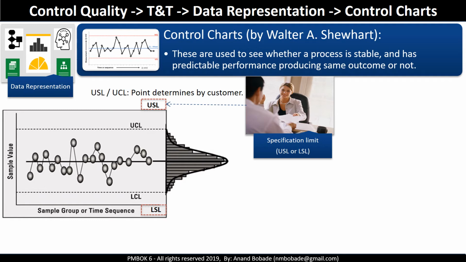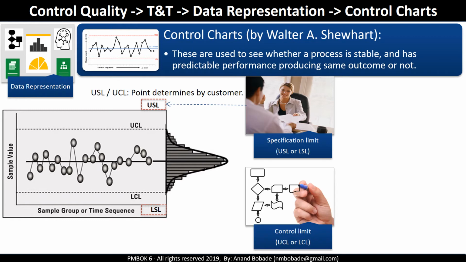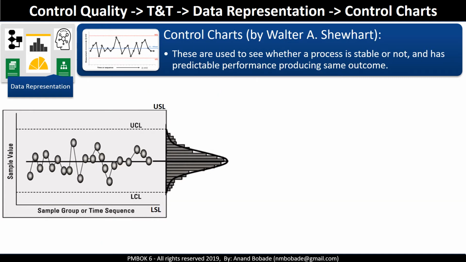So what are these? Specification limits. There is an upper specification limit and a lower specification limit. These are the points determined by the customer. Control limits. There are an upper control limit and a lower control limit. These are the points determined based on the requirement and mostly determined by the process owner. A lot of the time they are referred to as 3 sigma limits. Sigma is another name for standard deviation and indicates how much variance from the mean is permissible in the process.